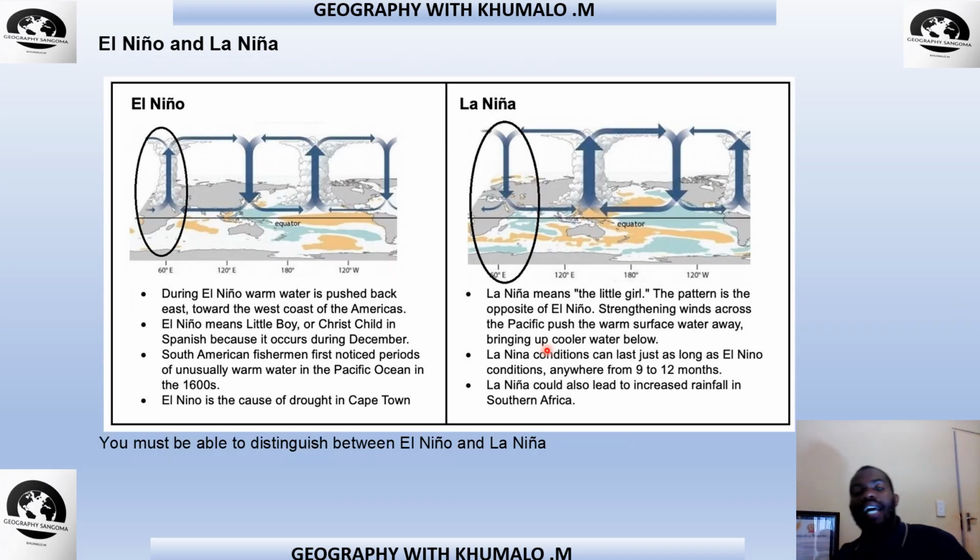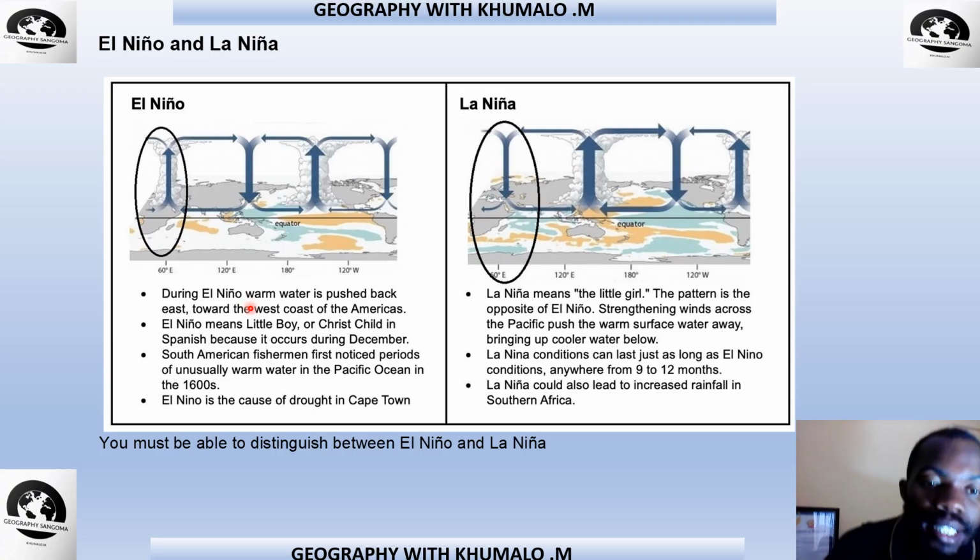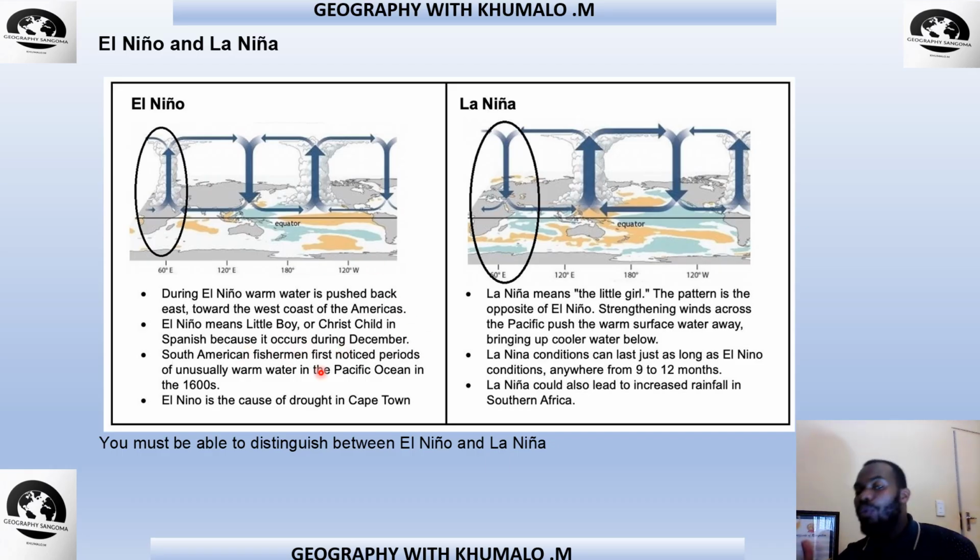Now, there we come to another concept which we say El Niño and La Niña. I always say they are brothers. Now, during El Niño, warm water is pushed back to the east, towards the west coast of America. El Niño means little boy or Christ child in Spanish because it occurs during December. That is the reason why they call it Christ child, but they won't ask you why it is called Christ child. South American fishermen first noticed periods of unusually warm water in the Pacific Ocean in the 1600s.